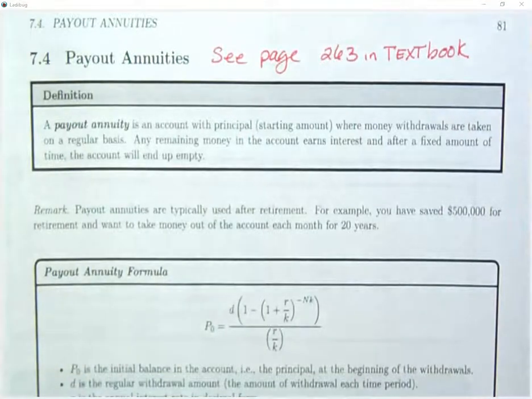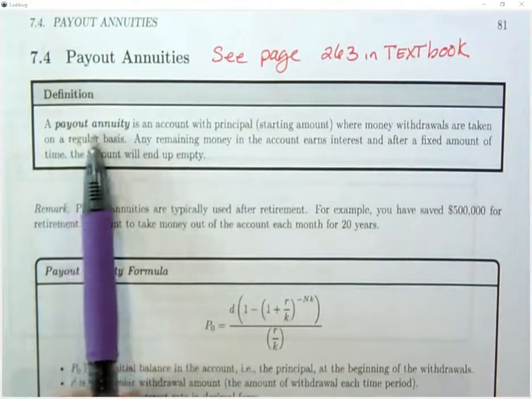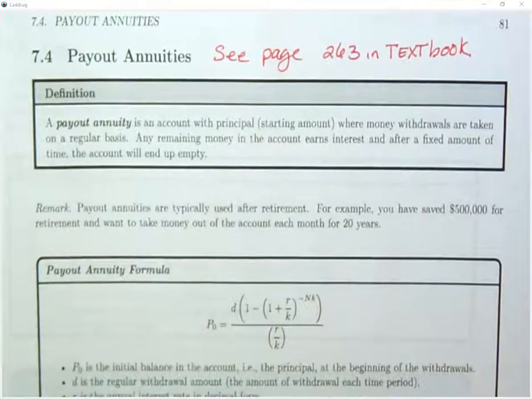Okay, so now we're on page 81 of your workbook, 7.4 Payout Annuities. You'll want to check out how this formula was derived. Maybe you don't need to. On page 263 in your textbook, you can read more details about it, but here's the short version. A payout annuity is an account with a principal starting amount where money withdrawals are taken on a regular basis.